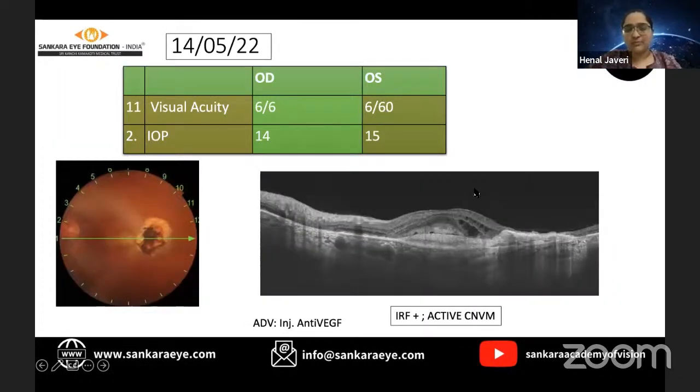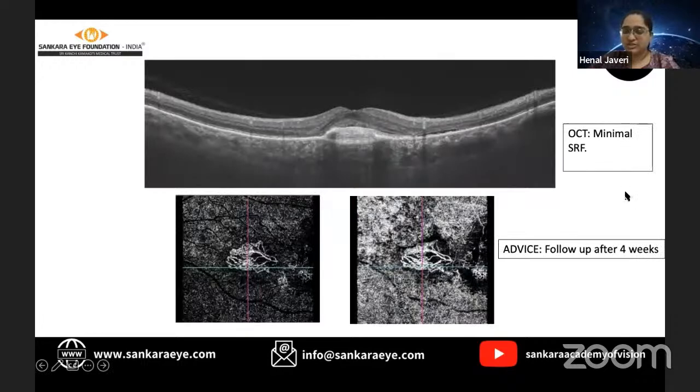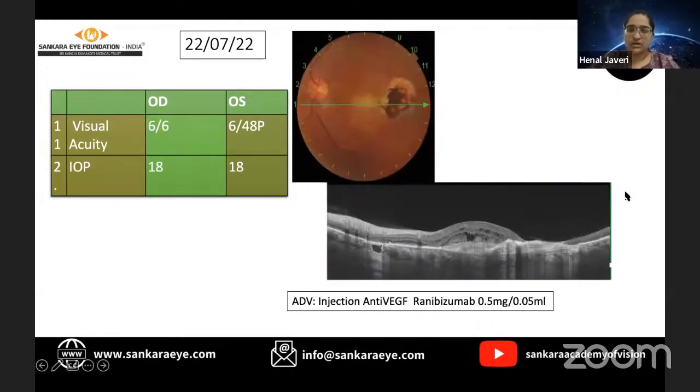So the next follow-up, there was some activity seen and the vision had further dropped. We again advised for anti-VEGF injection. The patient showed a good response to the injection with a reduction in the SRF and was asked to review back a month later.